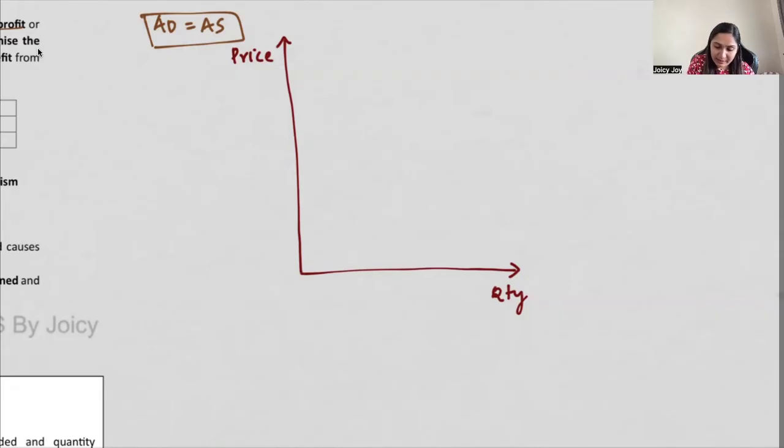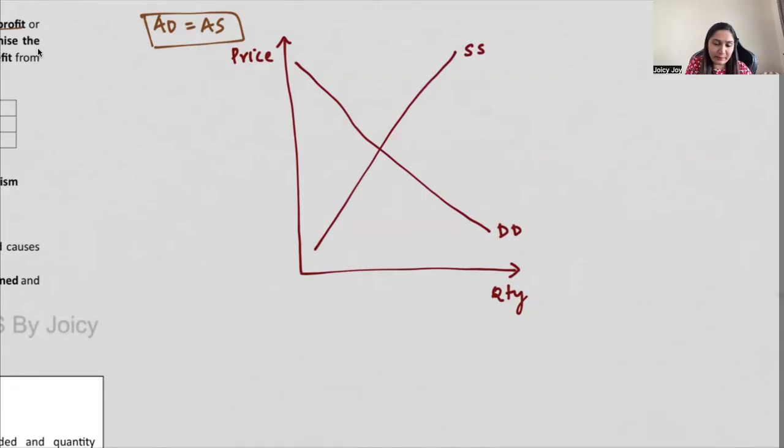We have price and quantity. This is our demand curve, DD, or demand curve. I have named it here DD. And this is a supply curve, SS. And according to the definition of equilibrium, it is a market situation where aggregate demand is equal to aggregate supply. So can we say that in this graph, equilibrium is the point where the aggregate demand meets the aggregate supply?